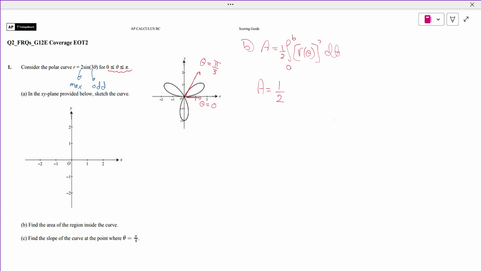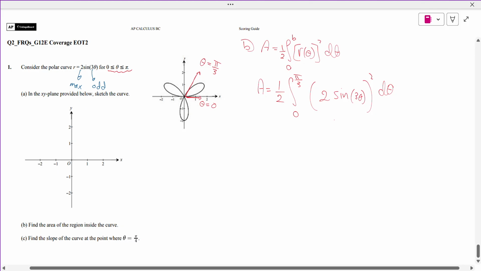So we have the area equals 1 over 2 times the integral from 0 to pi over 3 of (2 sine of 3 theta) all squared d theta. This integral will give us the area of 1 petal, so we will multiply by 3.